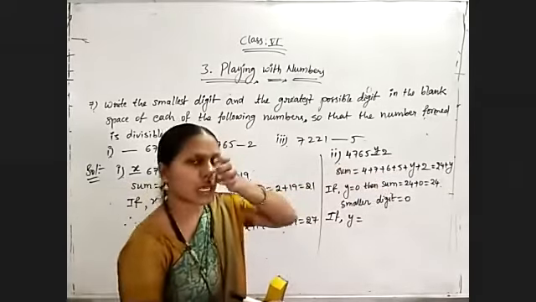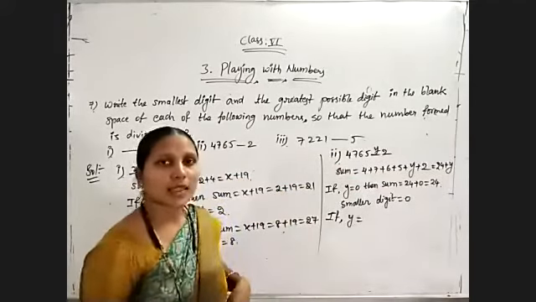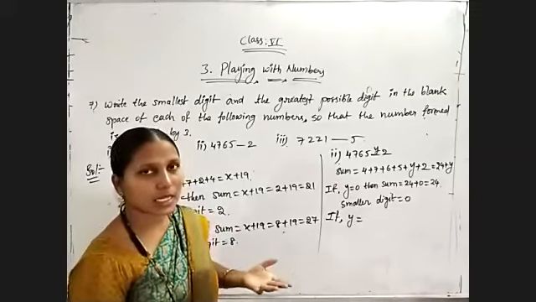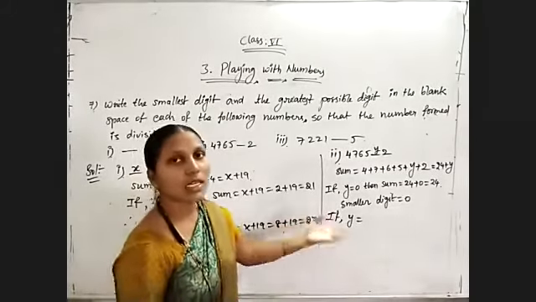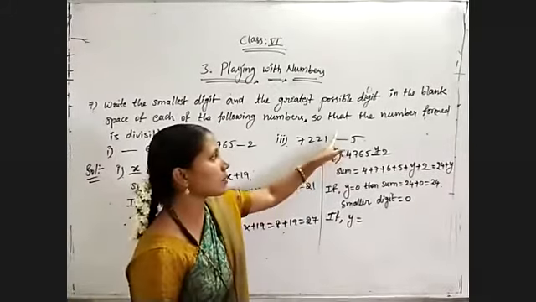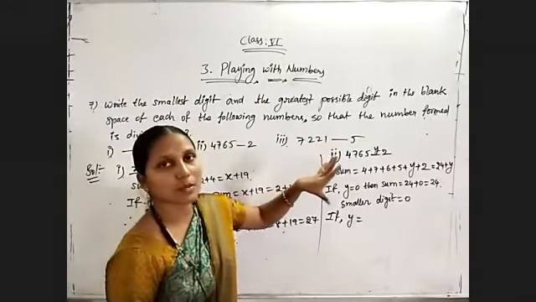24 plus 9, how much will I get? 33. 33 is a multiple of 3. That is nothing but the greatest possible digit is 9. By replacing this blank space with 9, the complete number is divisible by 3.